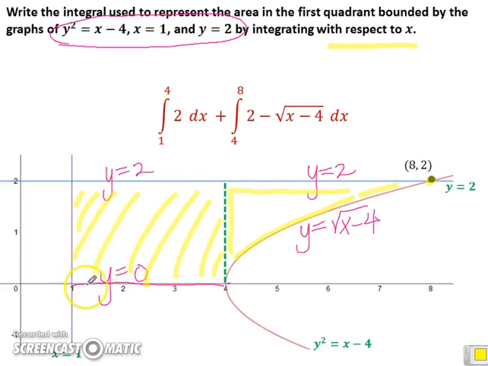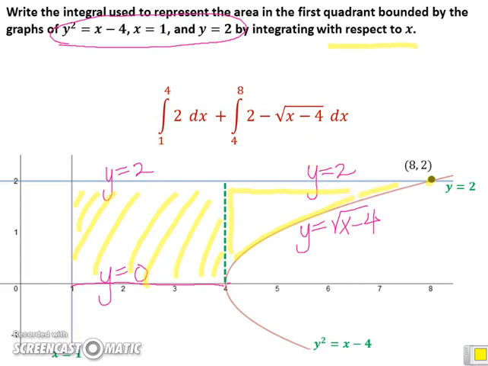So from 0 to 4, the top curve was y equals 2, but the bottom curve was y equals 0. So that represents this first integral. And I'm sorry, I've been saying 0, but I actually mean to say 1. And from 4 to 8, the top curve was y equals 2 again. Bottom curve was actually y equals the square root of x minus 4. So we had to take this and split it up into two pieces.